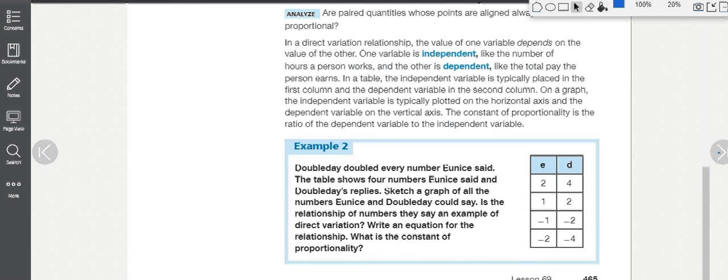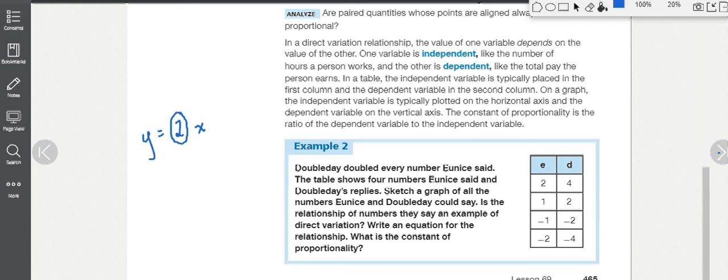In example 2, we have somebody doubling every number that someone says. So she says 2, he says 4. She says 1, he says 2. Doubling means timesing by 2, so I'm pretty sure this is going to be direct variation. What's the constant? Well, if he's doubling every time she says x, he doubles it, right? So the constant of variation, or the k, is 2.